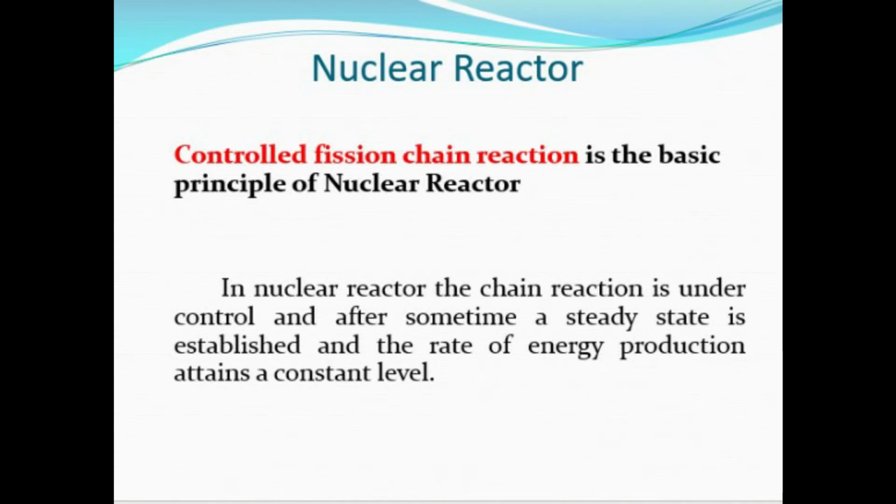Next topic is nuclear reactor. Controlled fission chain reaction is the basic principle of nuclear reactor. During the fission of uranium-235, a large amount of energy is released. If the chain reaction is put under control, after some time a steady state is established and the rate of energy production attains a constant level. Such a device in which energy is released at a given rate is known as a nuclear reactor.